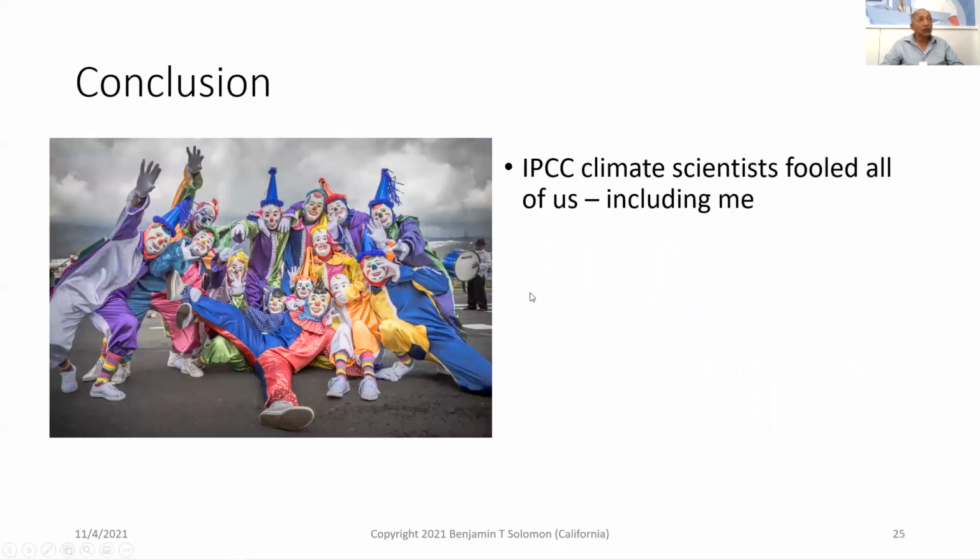So what do I have to conclude? The IPCC climate scientists fooled all of us, including me. I always thought that emissions caused global warming. No, this is very straightforward statistical analysis. If you have done statistics 101, you can reproduce what I've just said. So I conclude by saying that global warming is not due to CO2 emissions. It is due to deforestation.